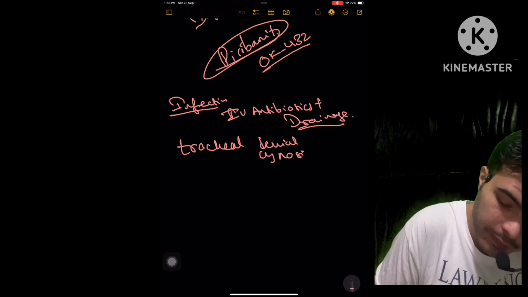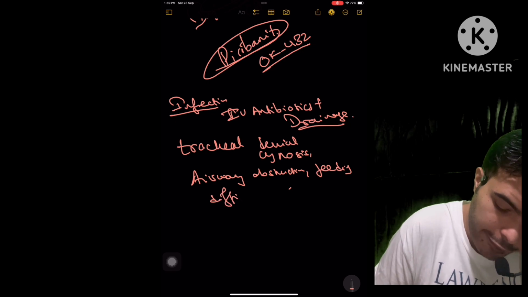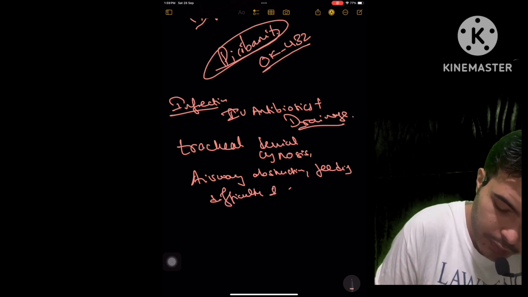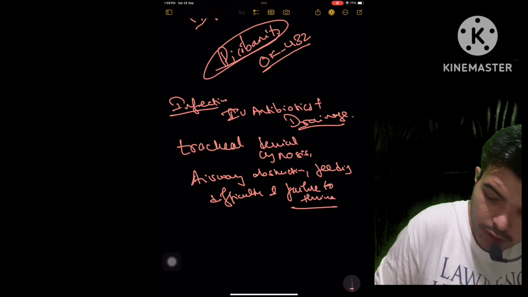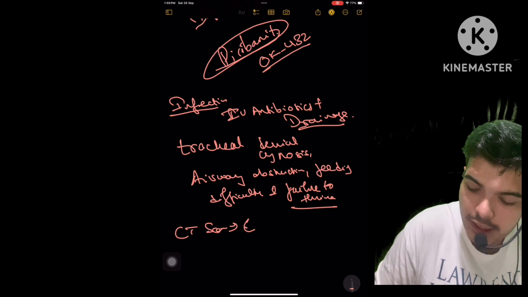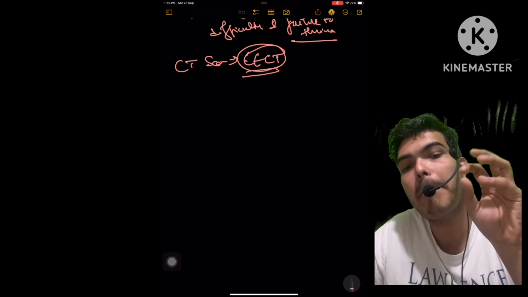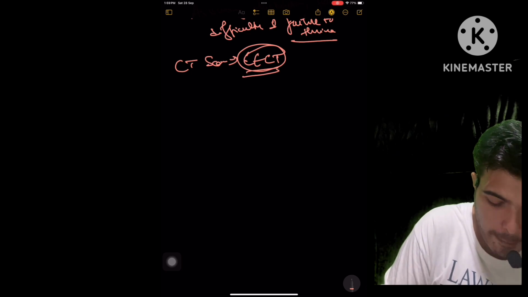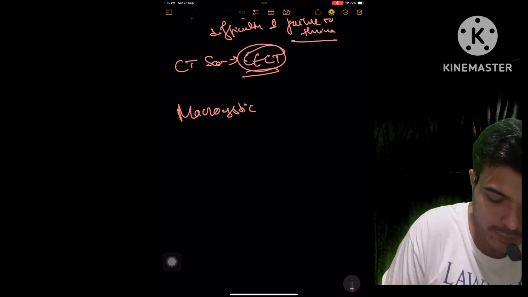Airway obstruction, feeding difficulty, and failure to thrive. And on CT scan, there is a contrast enhanced CT scan, CECT, where you can see whether the cyst is macrocystic or microcystic, okay? Whether it's macrocystic or it's microcystic.